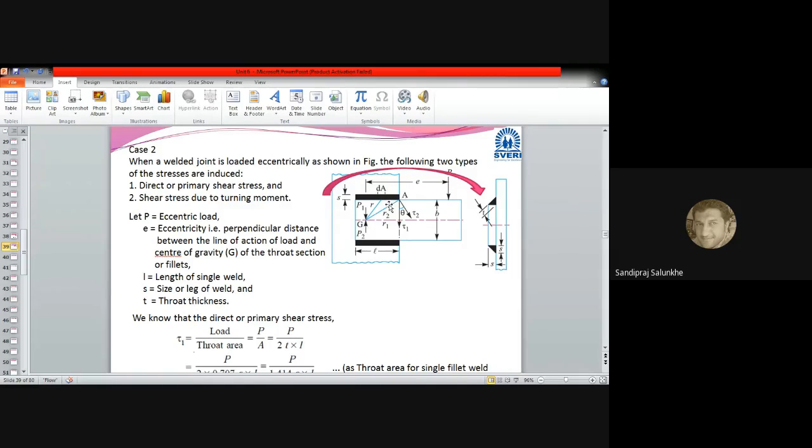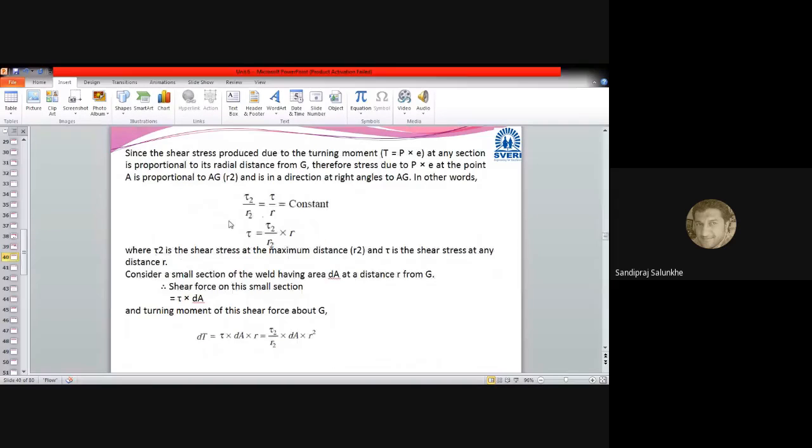So the moment at G of all these forces which are acting should be equal to zero, and by means of that we can write the equation: tau 2 divided by R2 is equal to tau divided by R. R is nothing but the radius, the distance from the CG to the forces generated in the welded joint. That is constant because the moment about CG is equal to zero. So the total shear stress tau can be calculated as tau 2 divided by R2 into R.